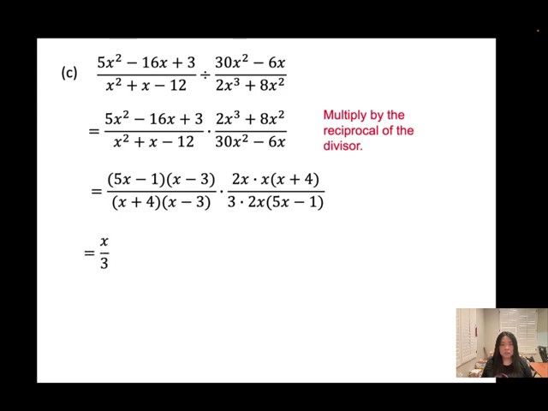Okay, simplify one by one, you should get x over 3. Right? x minus 3 cancels out. 5x minus 1 cancels out. x plus 4 cancels out. 2x cancels out. So you have x over 3 only.